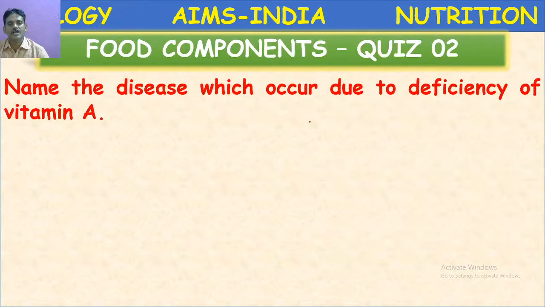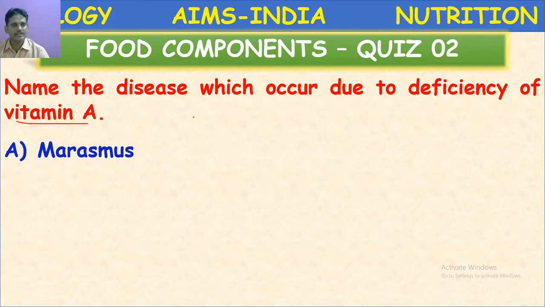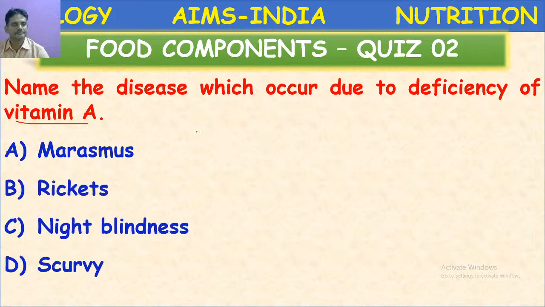Name the disease which occurs due to deficiency of vitamin A. Which of the following diseases occurs? Marasmus, rickets, night blindness, scurvy. Which is the correct option for the question? Deficiency of vitamin A leads to, yes, night blindness. Here rickets is due to vitamin D deficiency, marasmus is deficiency of proteins, scurvy is deficiency of vitamin C. Next question.